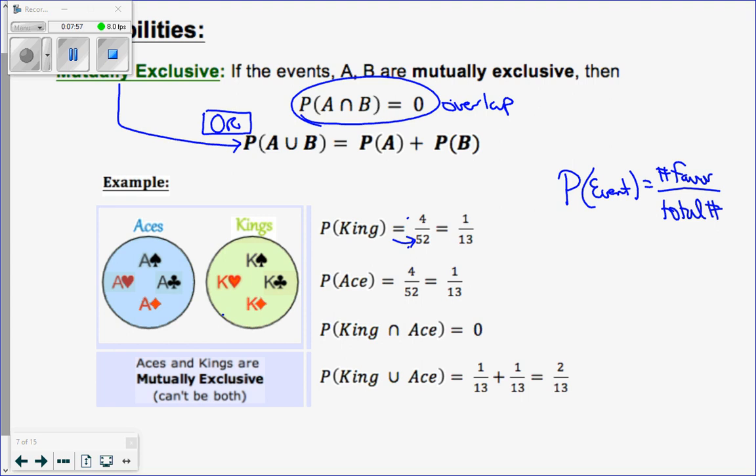The probability of picking an ace, how many aces do you have in a deck? 4 out of a total 52. So you've got a 1 in 13 chance of selecting an ace, a 1 in 13 chance of selecting a king. It should, yes, it should.